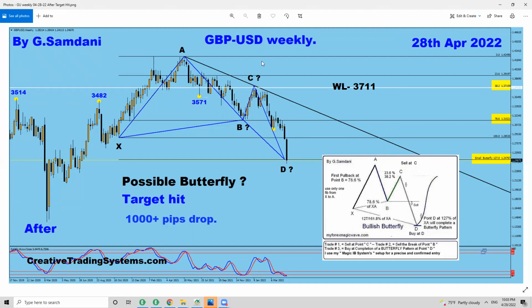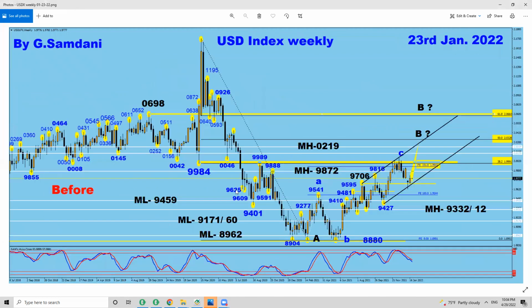Now, why did this thing come down all the way? Either Pound was getting weaker or USD was getting stronger. So let me show you the US dollar index, that it was getting strong, sending Euro USD, Pound USD, Aussie USD, and New Zealand USD to the downside, and USD CAD, USD Franc, and USD Yen to the upside. So let me show it to you, the US dollar index chart in January.